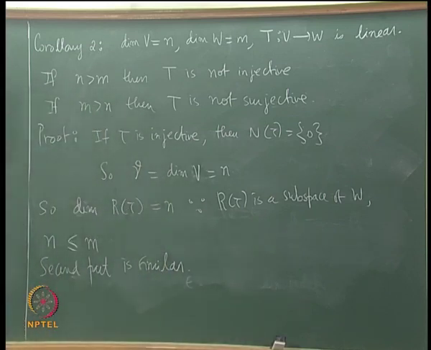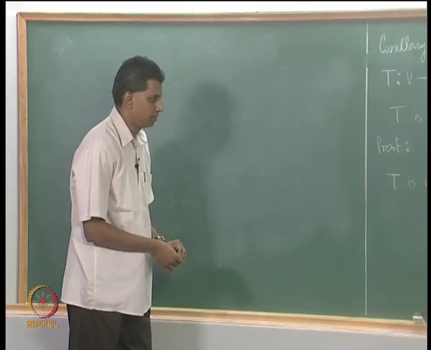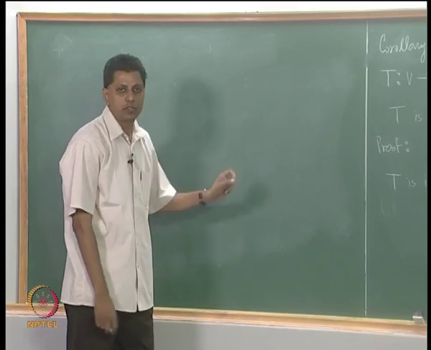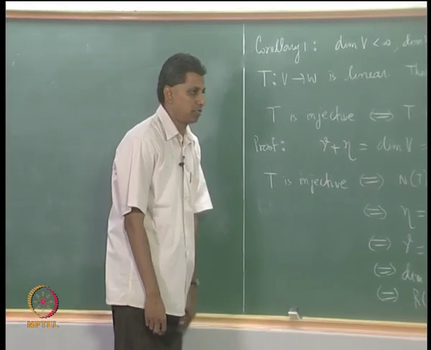Second part is similar. Again, proof by contradiction. Okay, so these are two important consequences of the fundamental result on the dimensions of the subspaces, null space and the range space of a finite dimensional vector space. Let us look at linear transformations that are both injective and surjective a little closer.